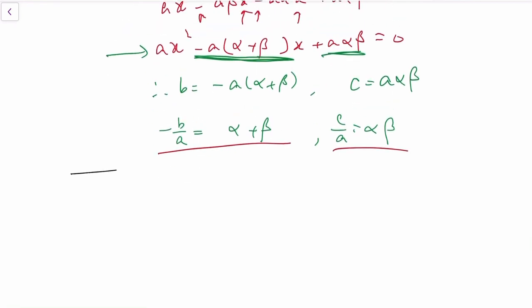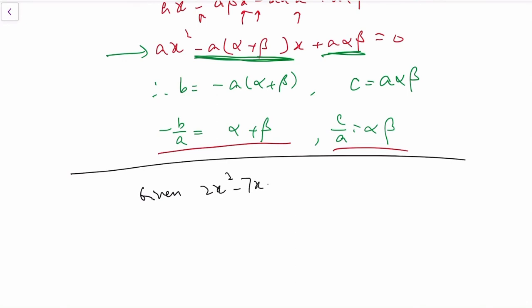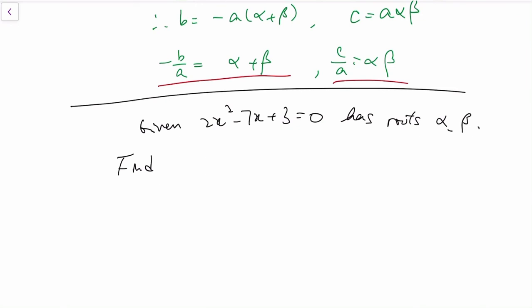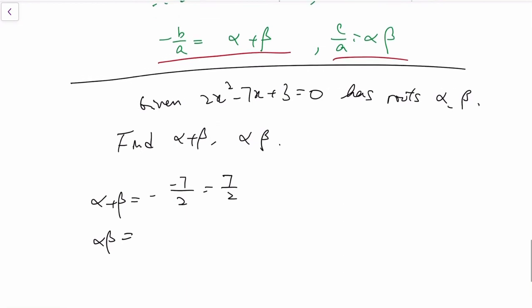And then let me show you a little bit of what you can do with this. So usually, given some quadratic equation, we call the roots alpha and beta. Then they can ask you to find stuff. So the obvious thing to find would be alpha plus beta, alpha times beta, right? Alpha plus beta would be negative b over a, so it's negative 7 over 2, so 7 over 2. Alpha times beta would be c over a, so it's 3 over 2.